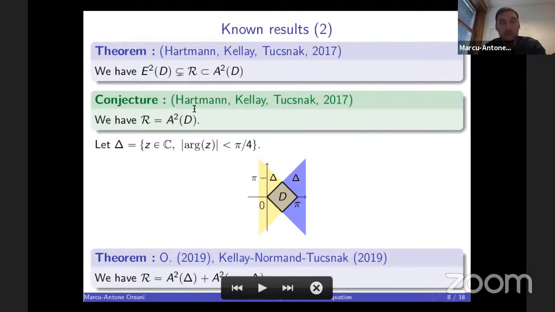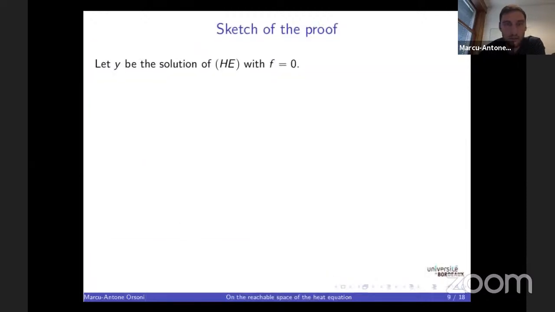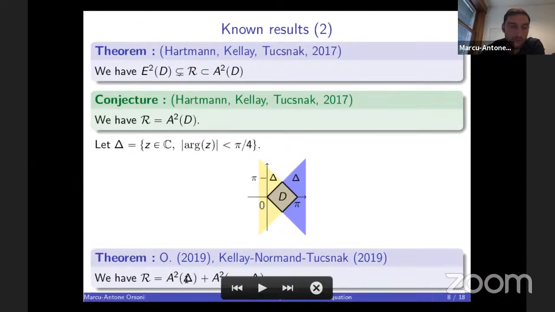And now the question is, if we want to solve the conjecture, to prove the conjecture, we have to know if this sum is equal to the Bergman space of the square. So, in fact, the question is a complex analysis question. I will give some ideas for this proof, so for this theorem.